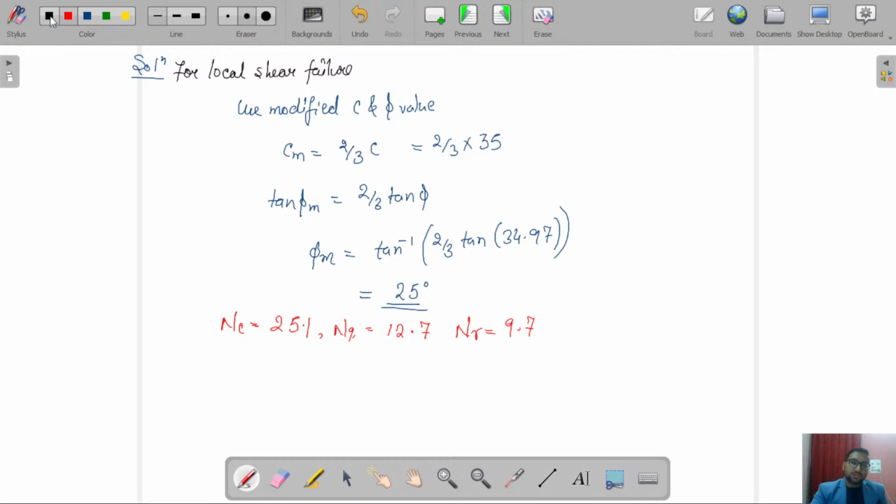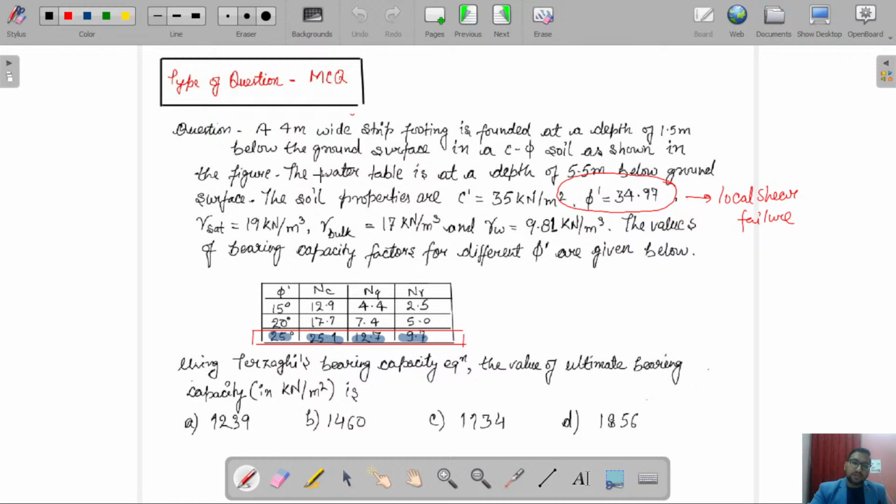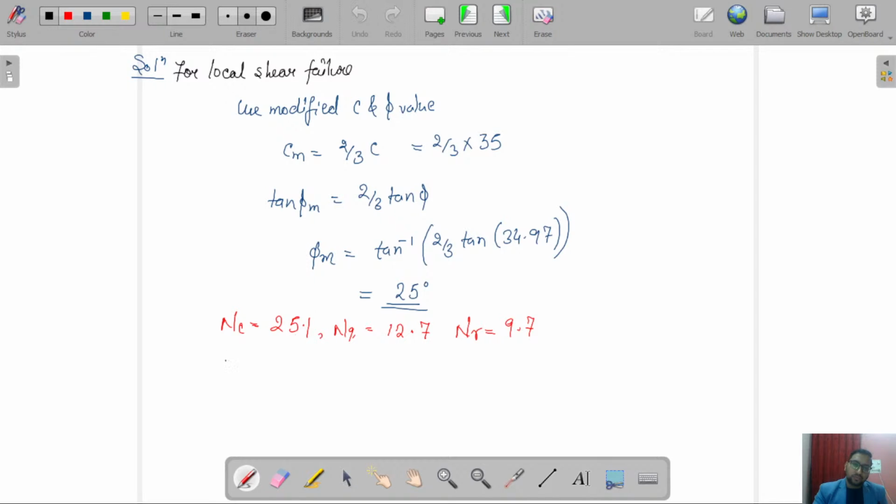Now we can use Terzaghi's relation. We need to find the ultimate bearing capacity, Qu. That is C Nc, where C will be C modified now, plus Nq into gamma into Df, plus half gamma B N gamma.